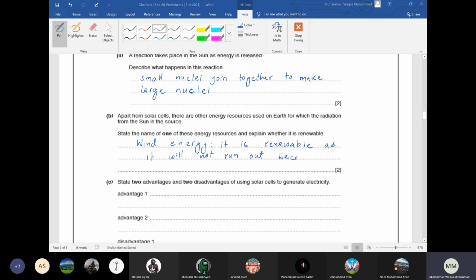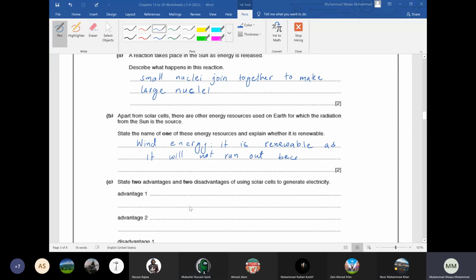Okay, next, beta, state the two advantages of using solar cells to generate electricity. Can anyone tell the advantages of using solar cells to generate electricity? Sir, it is renewable and free. It is renewable. Okay, Shabash. Yes. And it can be built anywhere. Sir, it doesn't create any pollution. Yes, beta, one advantage you can write: it does not cause pollution, right?